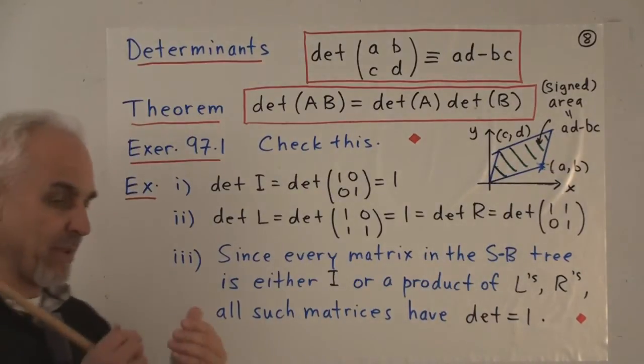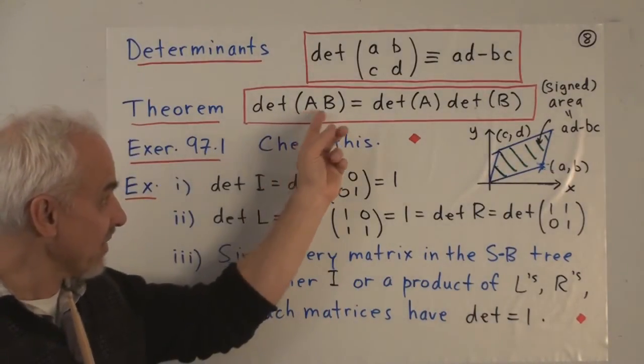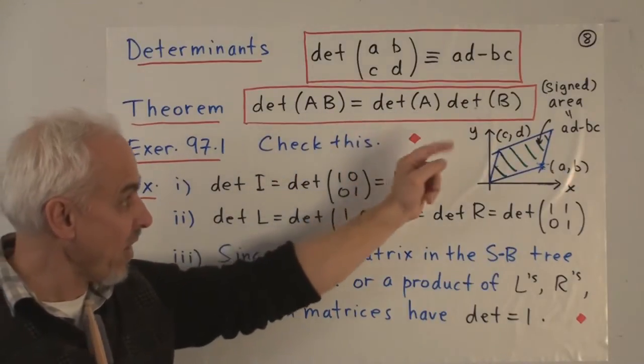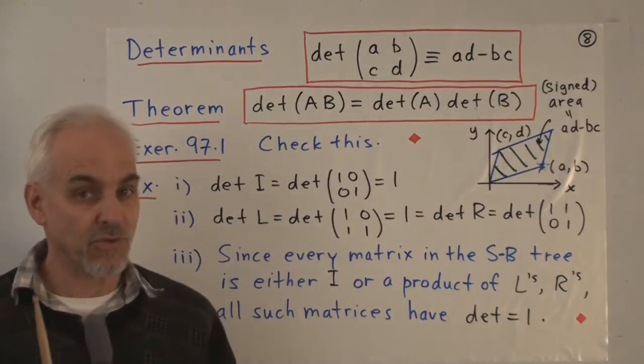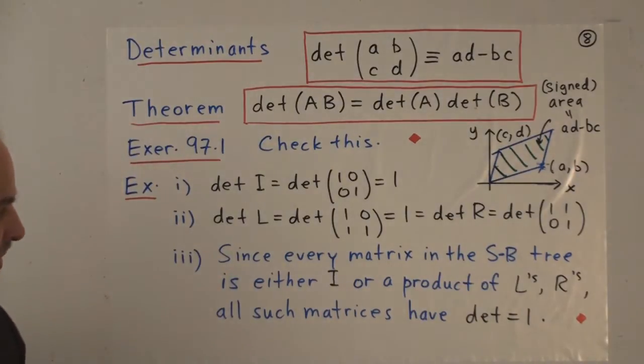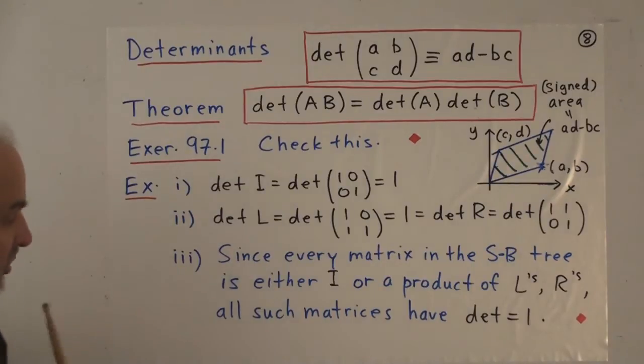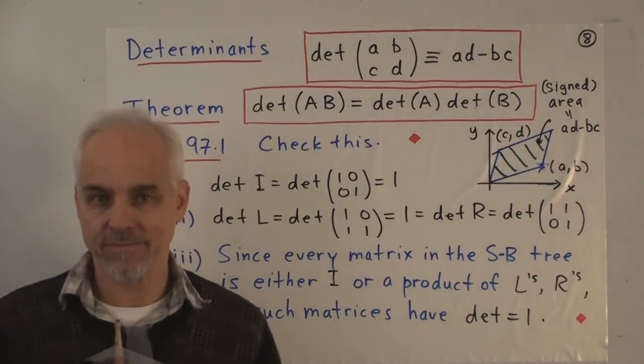So for example, if you multiply L times R, this rule tells us that the determinant of L times R is the determinant of L times the determinant of R, which will then be 1 times 1, or 1. So that's a property that all the matrices in the Stern-Brocot tree have, and you can check that. They all have determinant equal to 1.